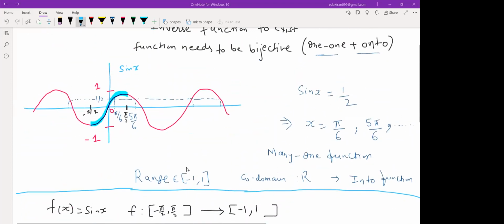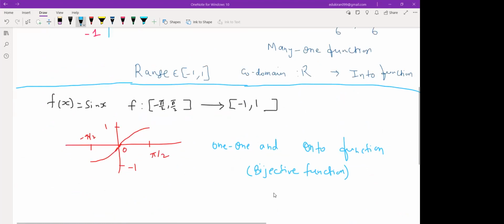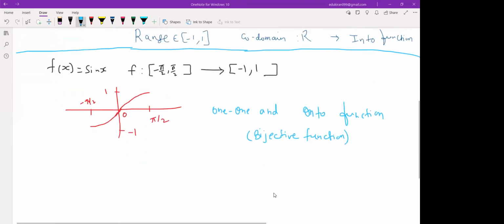Madiha, is this clear? Yes, sir. So this now has only one pre-image for every image. So now someone says, what is x if sine x is equal to half? You will say that x is equal to pi by 6 only. You won't say all other values, because the other parts of the sine x function you have truncated.